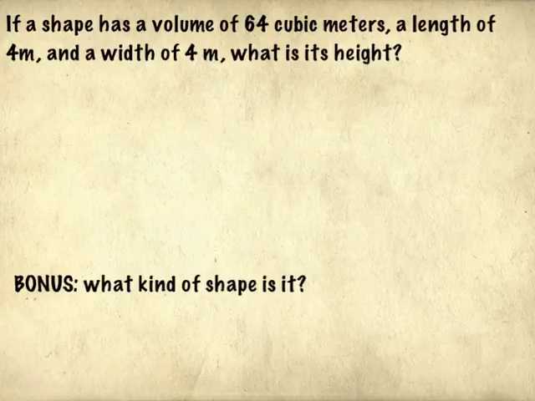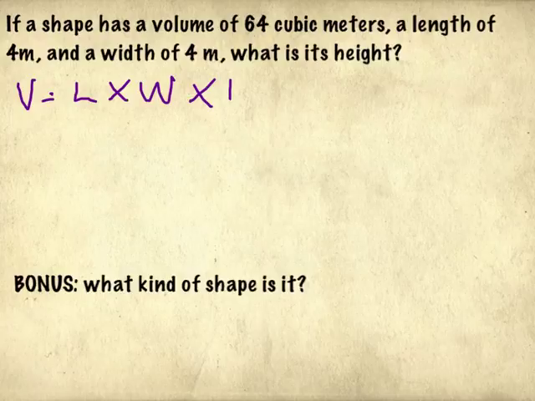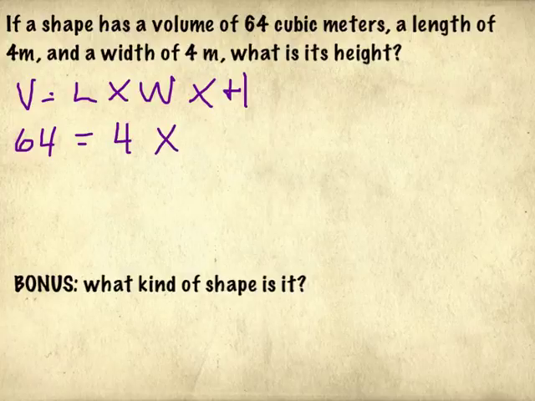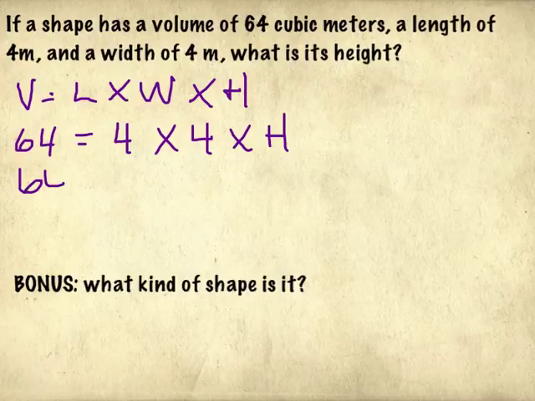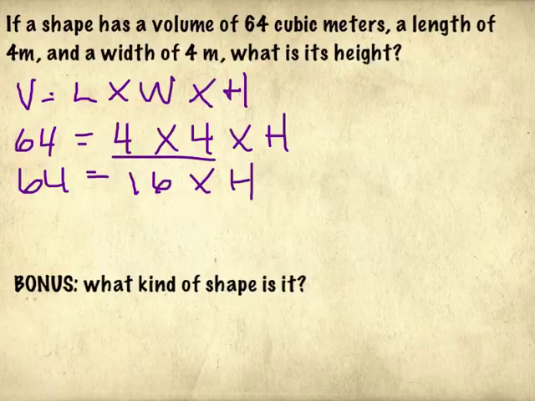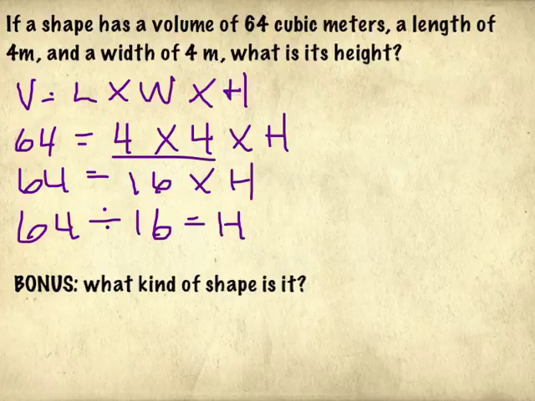So once again, I'm going to start with my formula. Volume equals length times width times height. See what I can sub in. So volume is 64. Length is 4. Width is 4. Height I don't know. So 64 equals, I can do this, 16 times h. And again, fact families, 64 divided by 16 is going to equal h. And if I do it on my calculator, I find out 64 divided by 16 is 4. So the height is 4 meters.